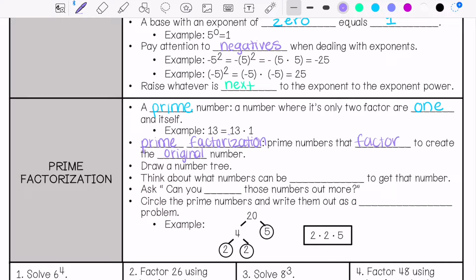So you will create a number tree. So you're going to think about what numbers can be multiplied to get that number. So ask yourself, can you factor these numbers out more? Then you're going to circle the prime numbers and write them out as a multiplication problem.